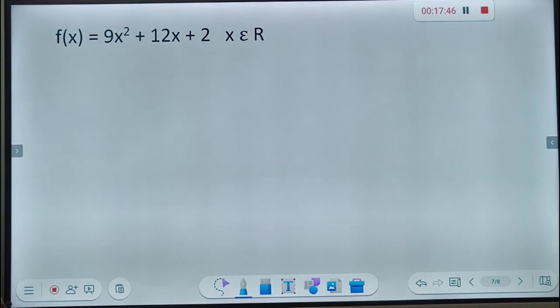Now look at this problem. f of x equal to 9x square plus 12x plus 2.